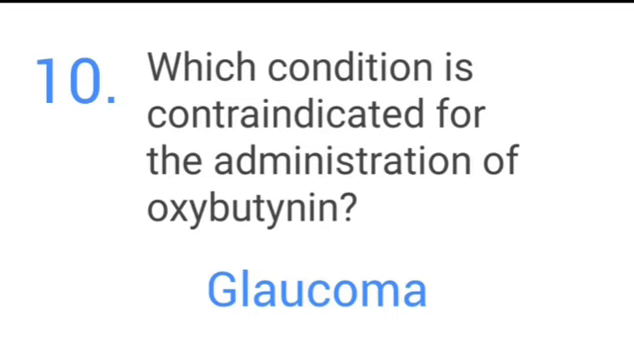Which condition is contraindicated for the administration of oxybutynin? Glaucoma.